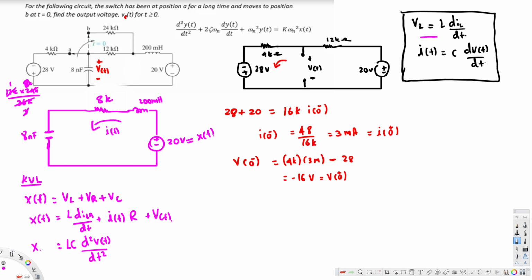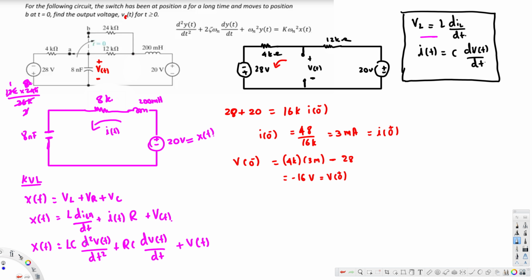Okay, and here we are going to have x of t, and for this I of t I'm going to do the same thing. I'm going to replace it with C dV of t over dt. So here already you have R C dV of t over dt, and here we have plus V of t. Now we have brought our second order differential equation.